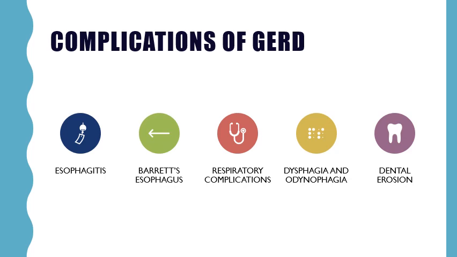We can have respiratory complications. So we talked about we can have coughing, wheezing, hoarseness. As that damages the esophagus, it can make you cough. It can cause you to bronchospasm, give you chronic bronchitis, pneumonia, and you could aspirate as well and get aspiration pneumonia when you aspirate stomach acid into the lungs.